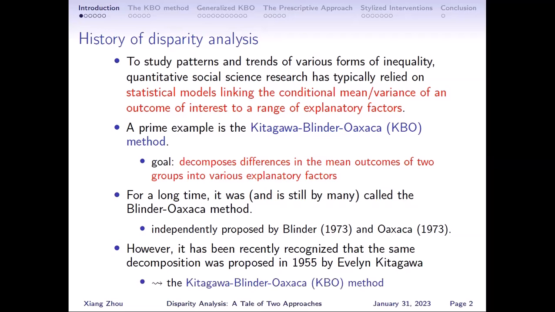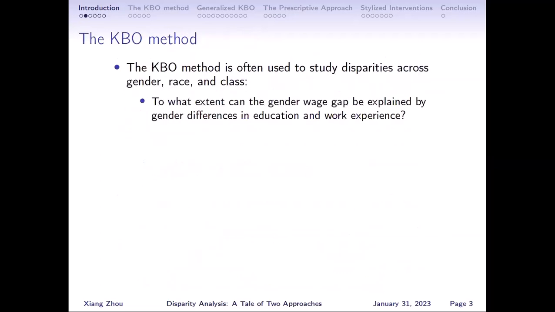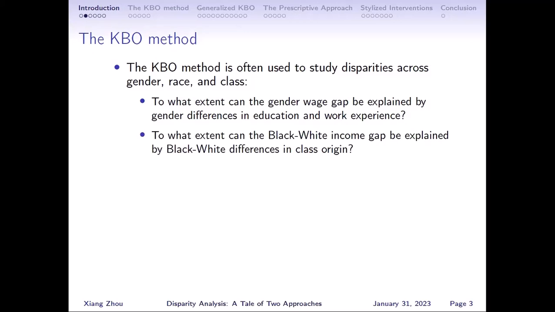So increasingly, the method has been more fittingly called the Kitagawa-Blinder-Oaxaca method, or KBO method. The KBO method is often used to study disparities across gender, race, class, what we call categorical inequalities, like to answer questions such as, to what extent can the gender wage gap be explained by gender differences in education and work experience? To what extent can the black-white income gap be explained by black-white differences in class origin? And the second question is actually an old question posed by Otis Duncan 60 years ago. We'll come back to that paper in a couple of minutes.